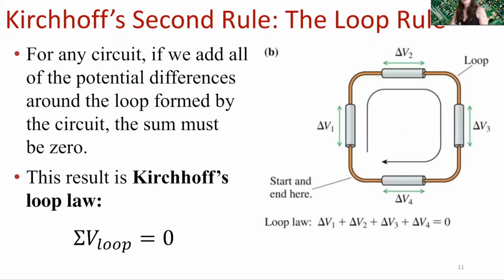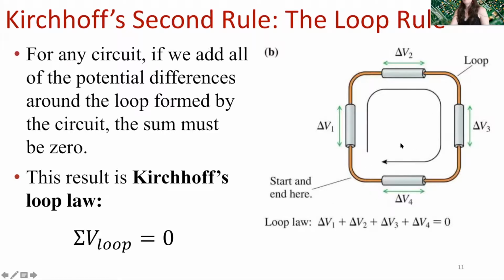Now, Kirchhoff also has a second rule, and sometimes we refer to this as the loop rule. For any circuit, if we add all of the potential differences up around the loop formed by the circuit, the sum of those potential differences must be zero. We can write that as the sum of all the potential differences around a loop that we can draw within our circuit must equal zero.